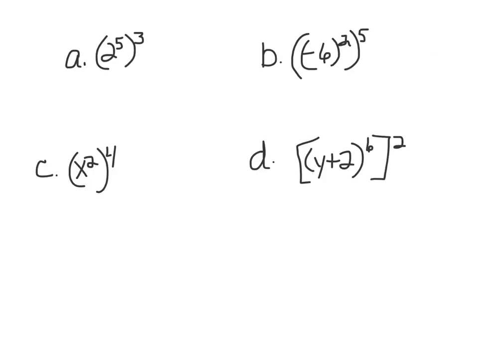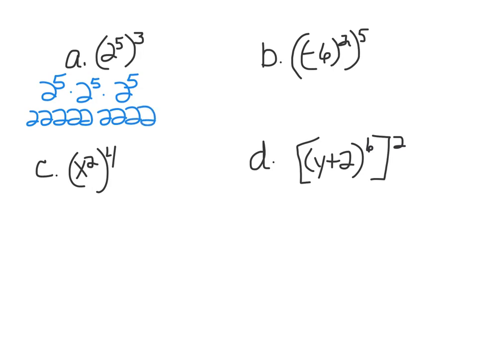If you go to example 2 on page 490, example 2a has 2 to the 5th power raised to the 3rd power. So what that means is we are going to use 2 to the 5th, and we're going to do that 3 times. So if you were to expand that, you would have 2 to the 5th expanded here, and then 2 to the 5th expanded again, and then 2 to the 5th expanded again.